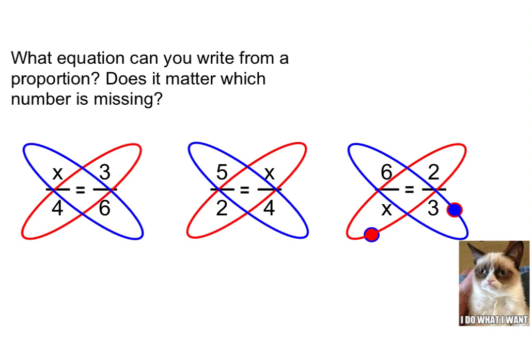What equation can you write from a proportion? Does it matter which number is missing? In our first example here, we're going to find the cross products of 3 times 4, which is equal to x times 6.